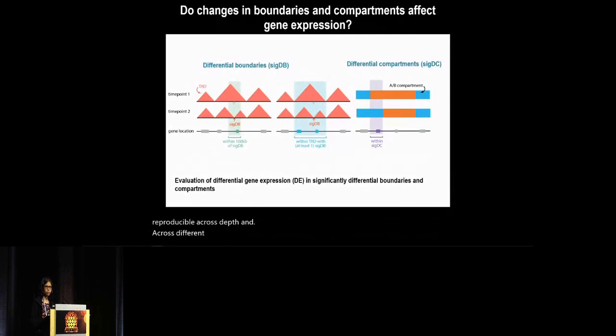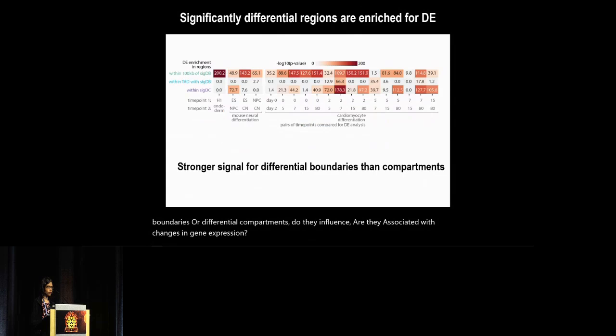So we can identify these differences, and they seem to be reproducible across depth and across different replicates, but do they matter? How much do these changes matter? We have some anecdotal examples, but how do we ask that systematically? So what we did was we asked whether differential regions that can come from differential TADs or differential boundaries or differential compartments, are associated with changes in gene expression. So I'm showing you here results for two of the data sets that we looked at.